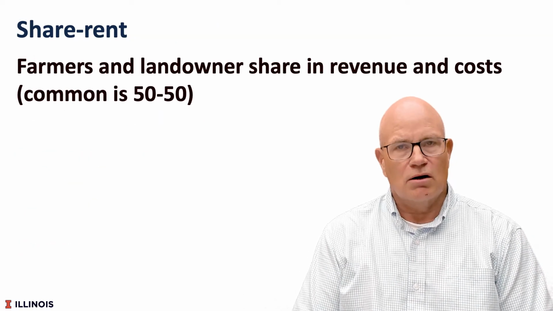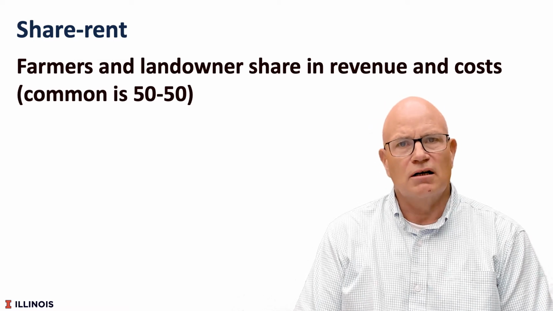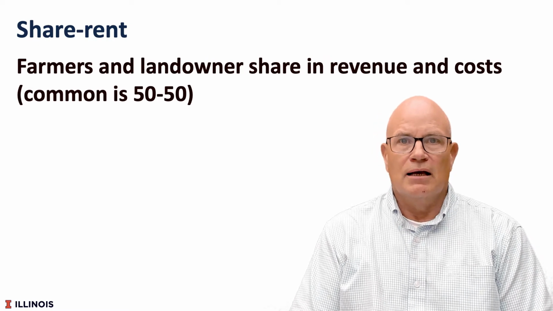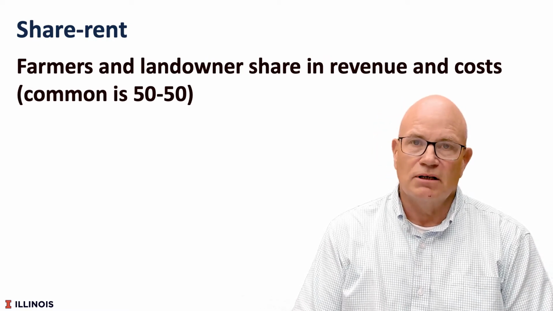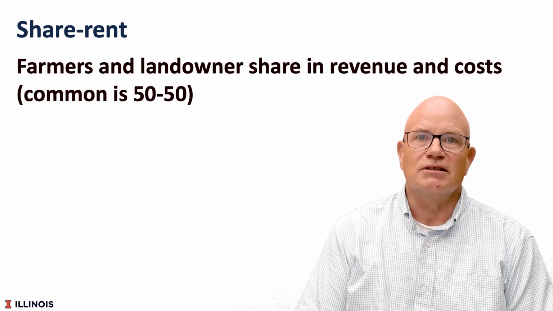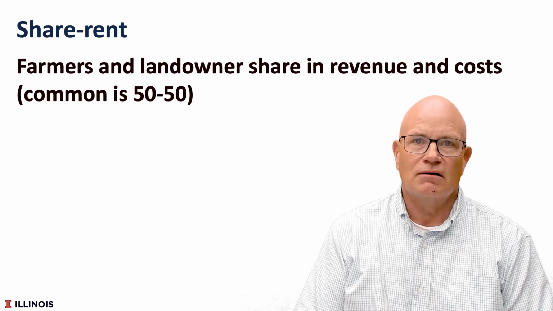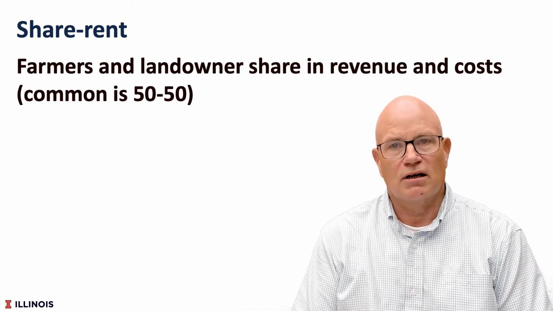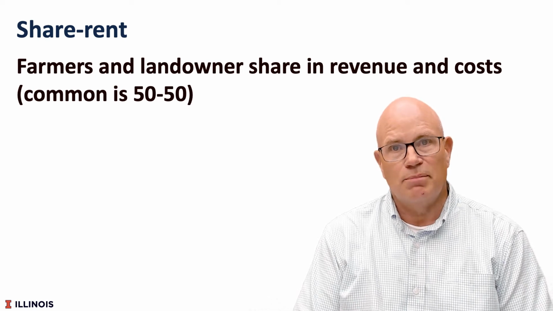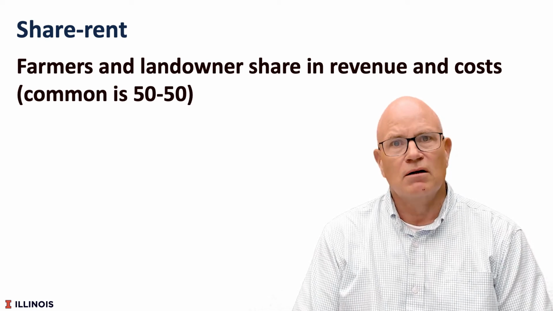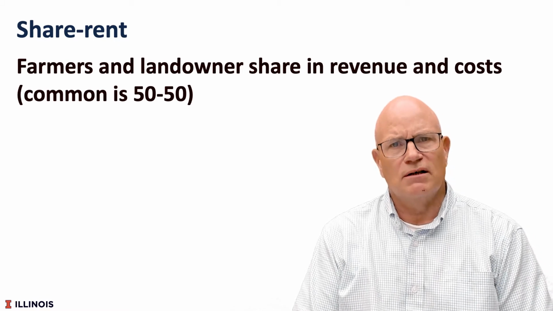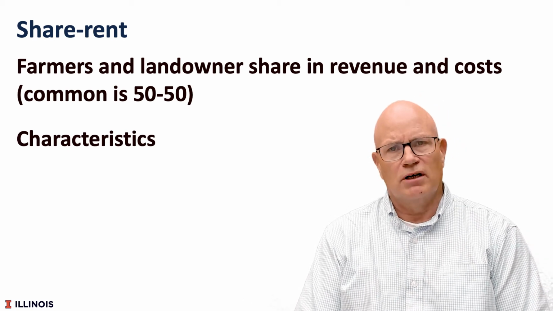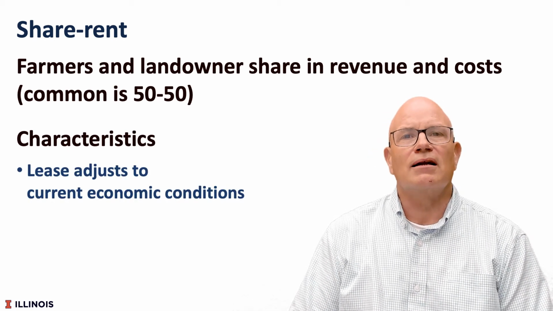Share rent occurs when a farmer and landowner share in the revenues and direct costs associated with that farming operation. In most areas of Illinois and across much of the Midwest, the typical relationship is 50-50. The farmer gets 50% of the revenue and shares 50% of the cost, and the landowner gets 50-50. That can vary depending on the productivity of the farmland, and with lower productivity, we see different splits than 50-50.